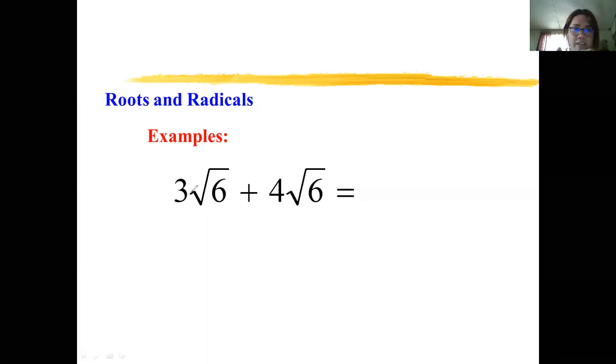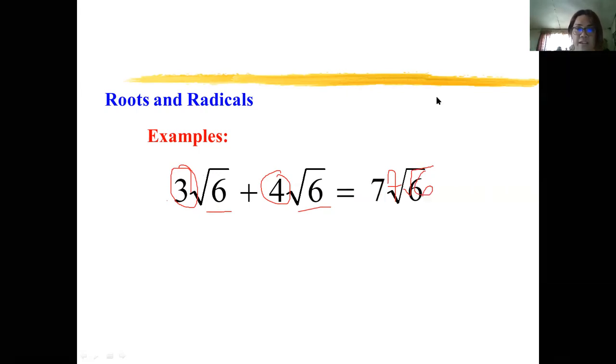So if they are like radicals, then we can just combine their coefficients and copy the radical term. So 3 plus 4 is equal to 7. Then copy the radical, since they're like radicals, which is the square root of 6. Let's see if our answer is correct. Very good. Our answer is correct.